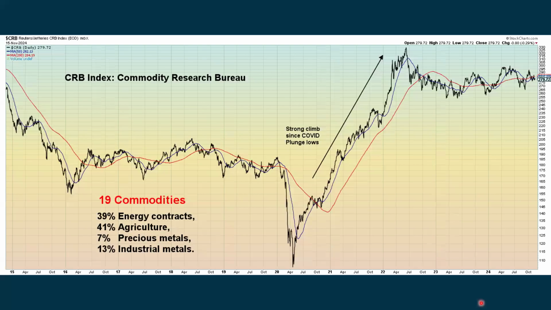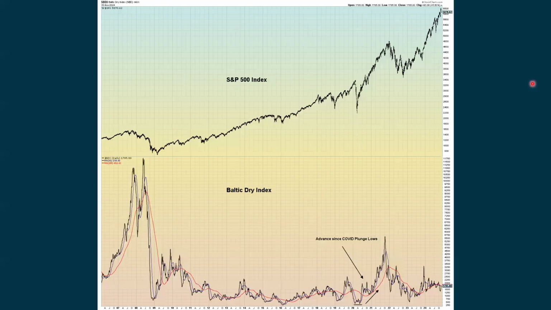And here's a daily chart of the CRB index, which is in a downtrend right now and has been chopping sideways for the last number of weeks. We also look at the Baltic Dry Index, and as a general rule, when this is going up, that's inflationary. When this is going down, that's deflationary. We've been chopping sideways. We broke lower, but now we're starting to come back up.